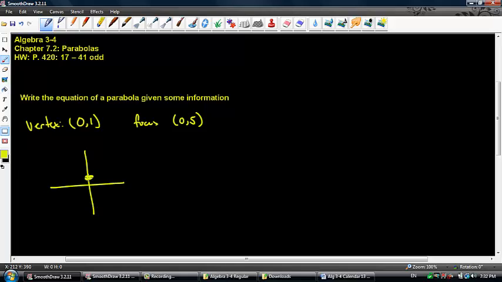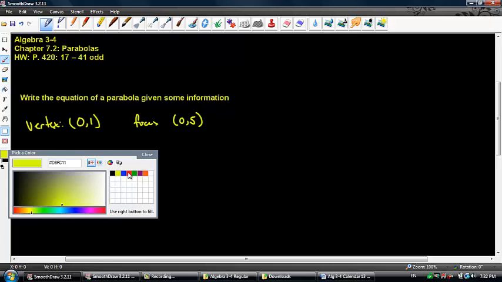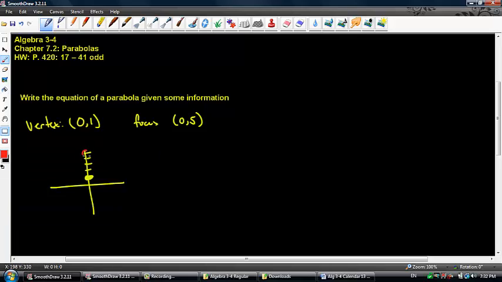(0, 1) is my vertex, and then 2, 3, 4, 5. This is my focus right here. So now I want you to think, in what way can this parabola open and maintain the focus on the inside? Well, it's certainly not going to open up that way. It's certainly not going to open up downward. It has to be an upward-facing parabola.